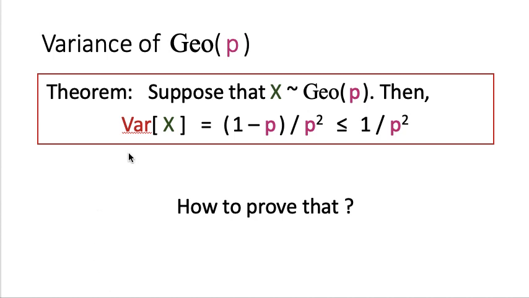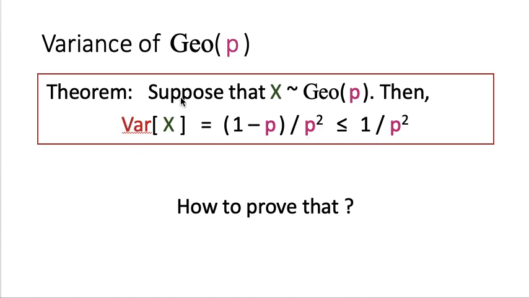We are going to discuss the variance of a geometric random variable with parameter p. Suppose that X is such a random variable. Then the variance of X is equal to (1 minus p) divided by p squared. And it turns out that this number is less than or equal to 1 over p squared.